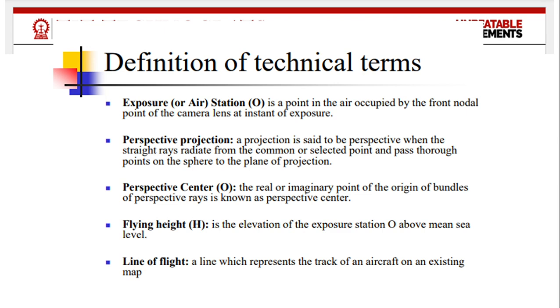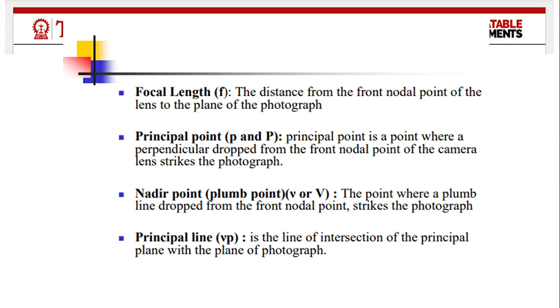Perspective projection: a projection is said to be perspective when straight rays radiate from a common or selected point and pass through points on the sphere to the plane of projection. Then third is perspective center. The real or imaginary point of origin of the bundle of perspective rays is known as the perspective center. Then flying height is the elevation of the exposure station above mean sea level. Then line of flight is a line which represents the track of an aircraft on an existing map. Focal length is the distance from the front nodal point of the lens to the plane of the photograph.